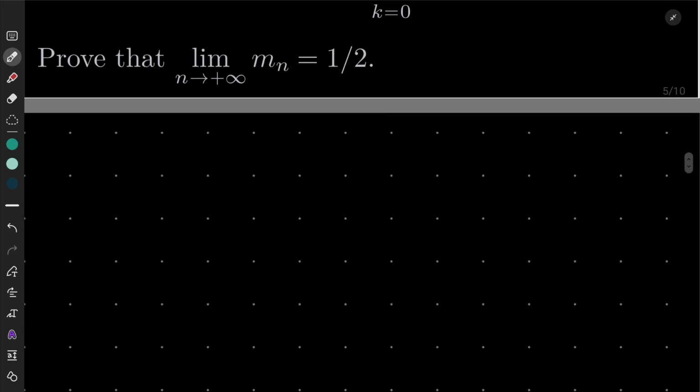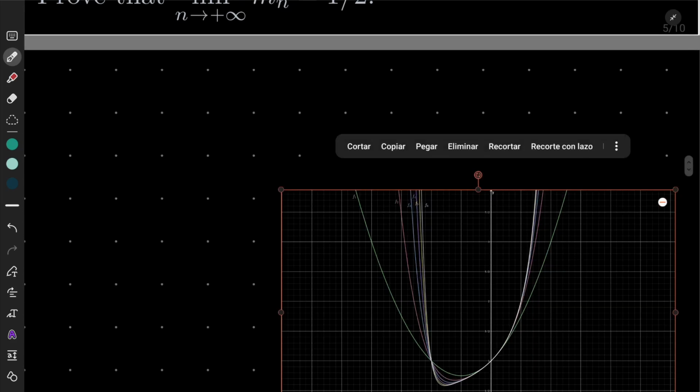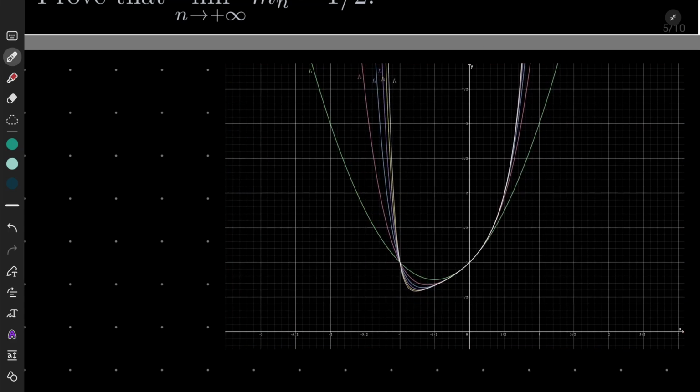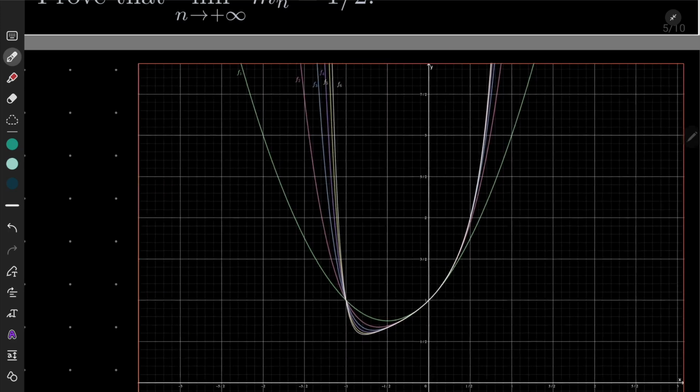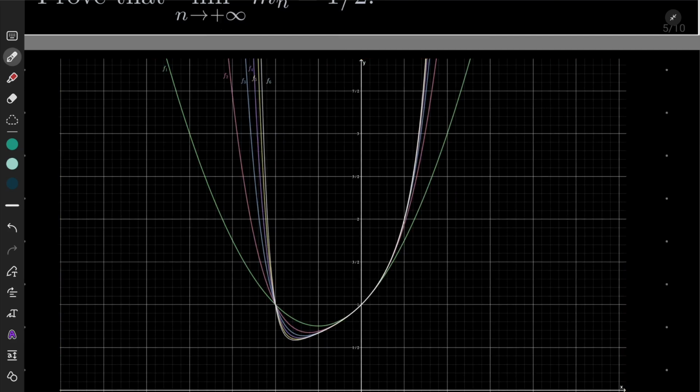Okay, so first of all, let's look at some graphs. Here I have prepared in advance graphs of first few functions, f1, f2, and so on. Maybe I will magnify it a little bit. Okay, and now let's notice the following.